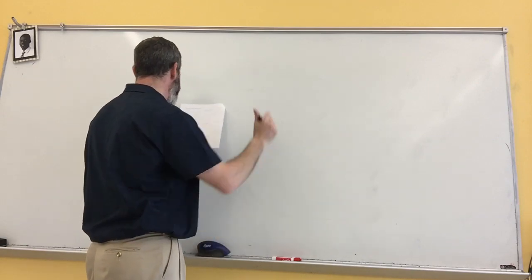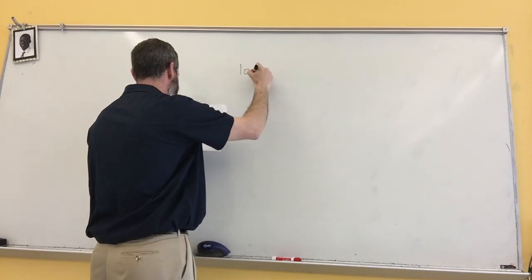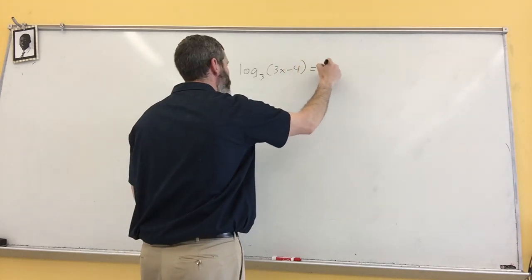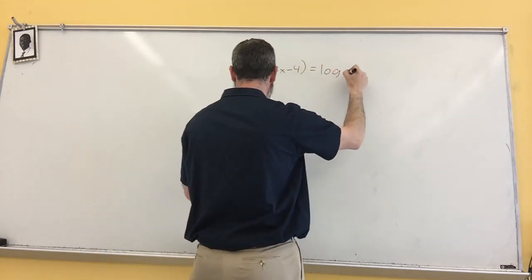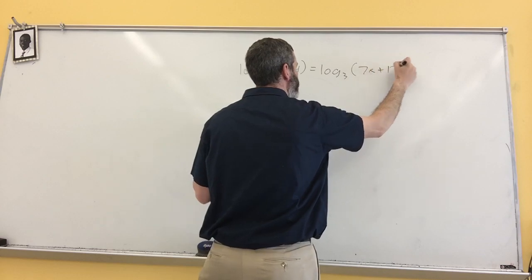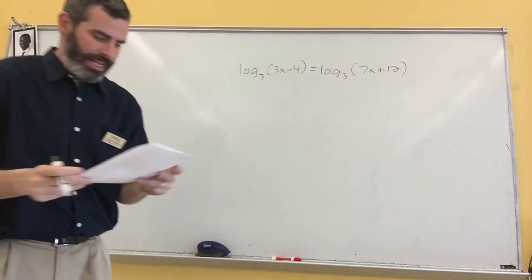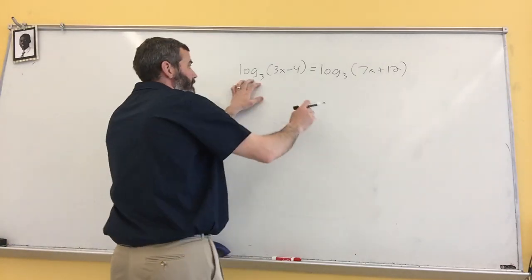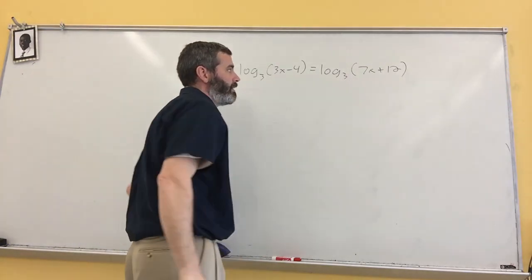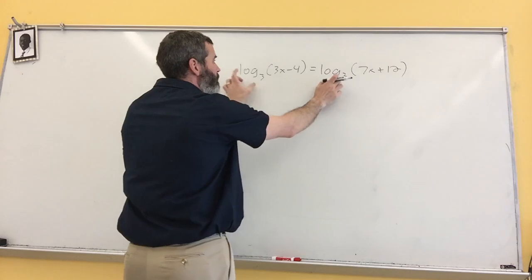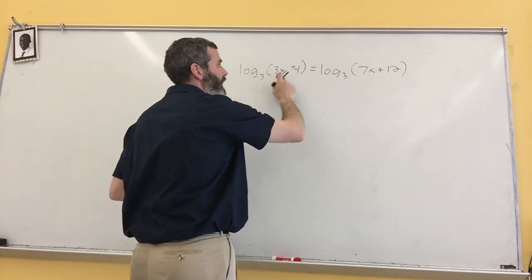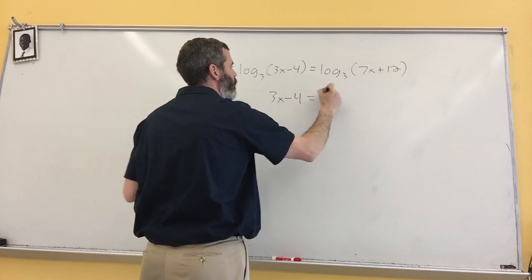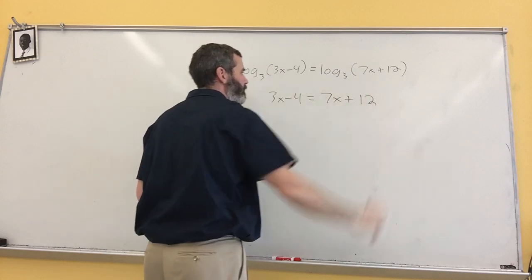Next problem, number 9. Log base 3 of 3x minus 4 equals log base 3 of 7x plus 12. All right, not allowed to use a calculator, so hopefully you see this. I've got a log base 3 here and a log base 3 here. So since I've got both of these the same, I can just set these two things equal to each other. 3x minus 4 equals 7x plus 12.